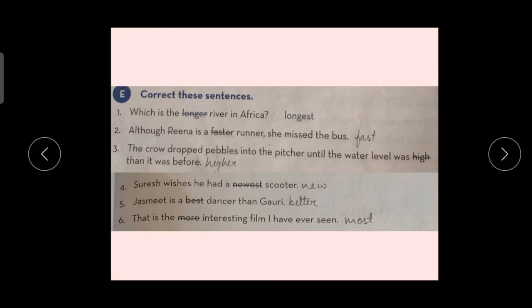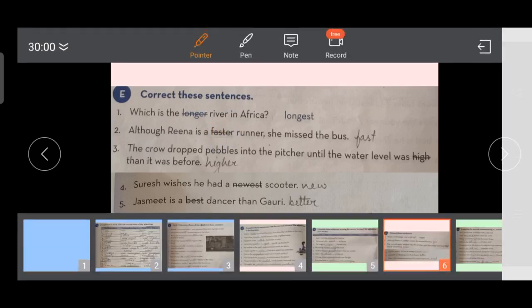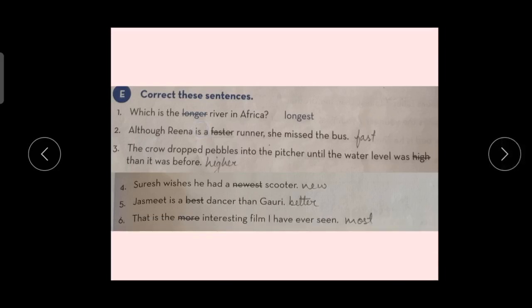Correct these sentences. First one was already done for us. Sentence number 1 is, which is the longer river in Africa? Dear students, as you can see that we are talking about the one river which is the longest in Africa. So the comparison is showing the superlative degree of the adjective, but here they have used the comparative degree. That's why we have cut this word longer and written the correct word here.